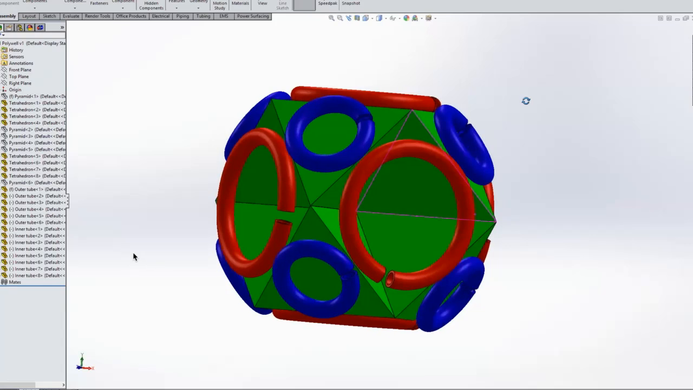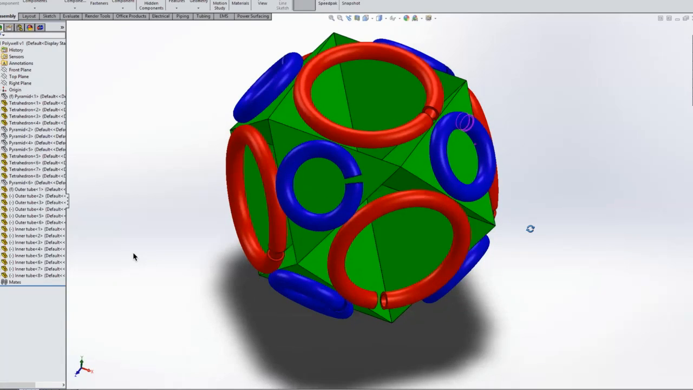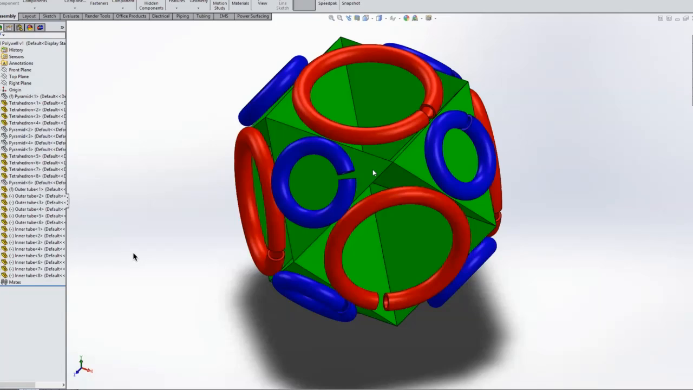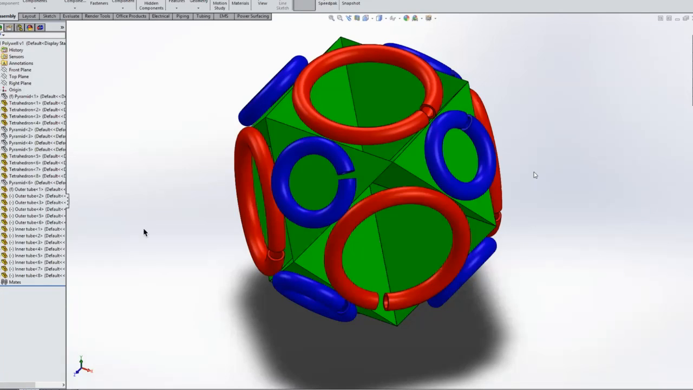Well, the actual solid, geometric solid, this one is the vector equilibrium. Vector equilibrium, okay. John was saying it's not quite the vector equilibrium that he knows. Yeah, you got to turn this off the screen. This is a copyright, Buckminster Fuller. Cannot use that, sorry.